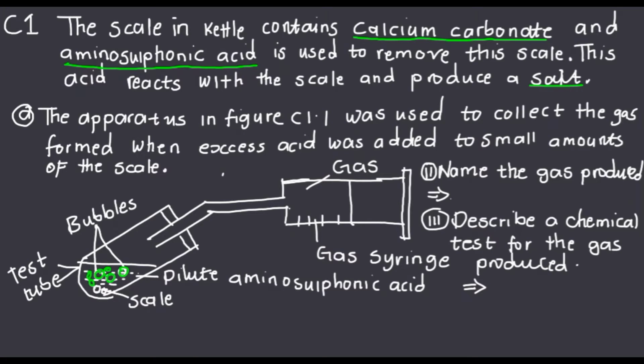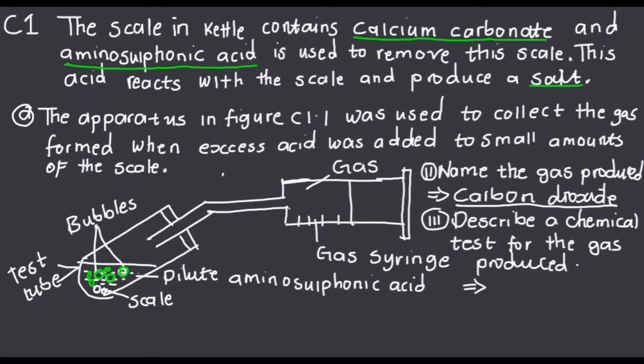Okay, so we move on to Roman number 2 and 3. Roman number 2, name the gas produced. The gas produced is carbon dioxide. Now, how did we know that this is carbon dioxide? For you to know the type of gas produced, you need to look at the reactants. Whenever a metal carbonate reacts with any acid, the gas produced is always carbon dioxide. That is what should help you to identify the gas.